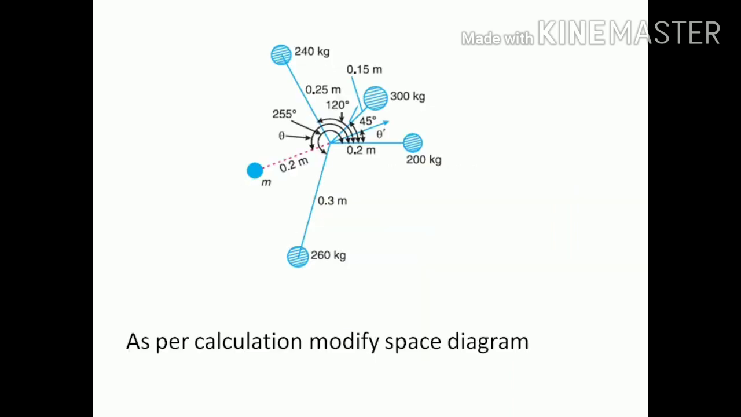Now we are at the last part of the problem. Whatever space diagram we have drawn, we have to make some modifications there. We have to place a mass of 116 kg at 0.2 meter radius at an angle of 201 degrees. If you provide this mass, our system will be a balanced system.